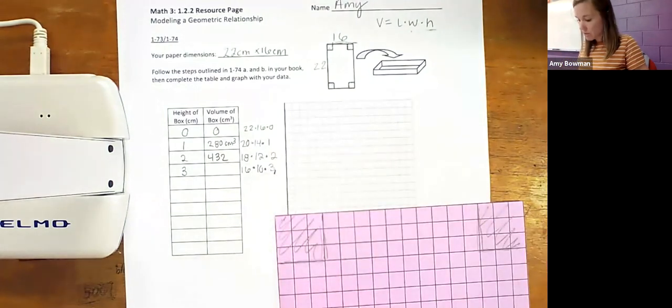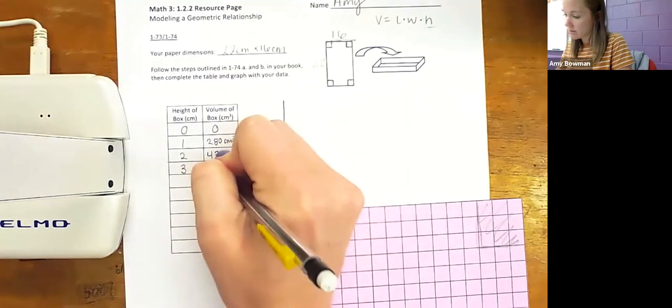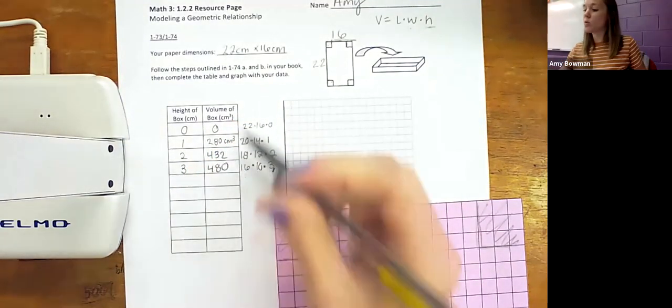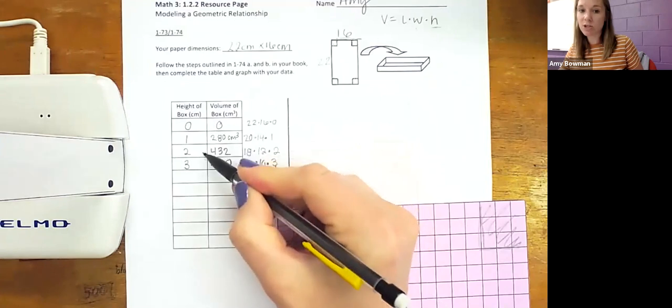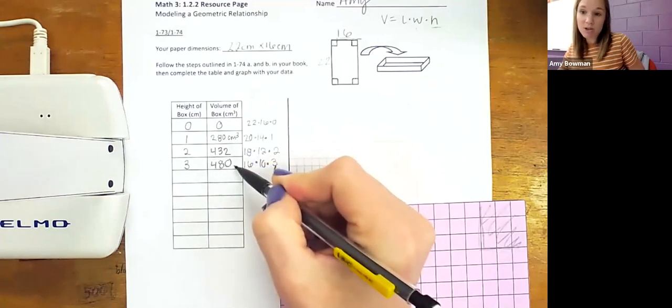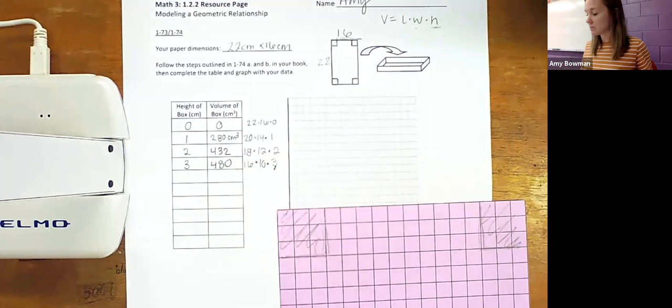So let's see what that volume is going to be. 16 times 10 times 3. Whoops, I did plus. 480 cubic centimeters. So it wasn't quite as big of a jump as from 1 to 2, but we do see that we are still getting larger volumes.